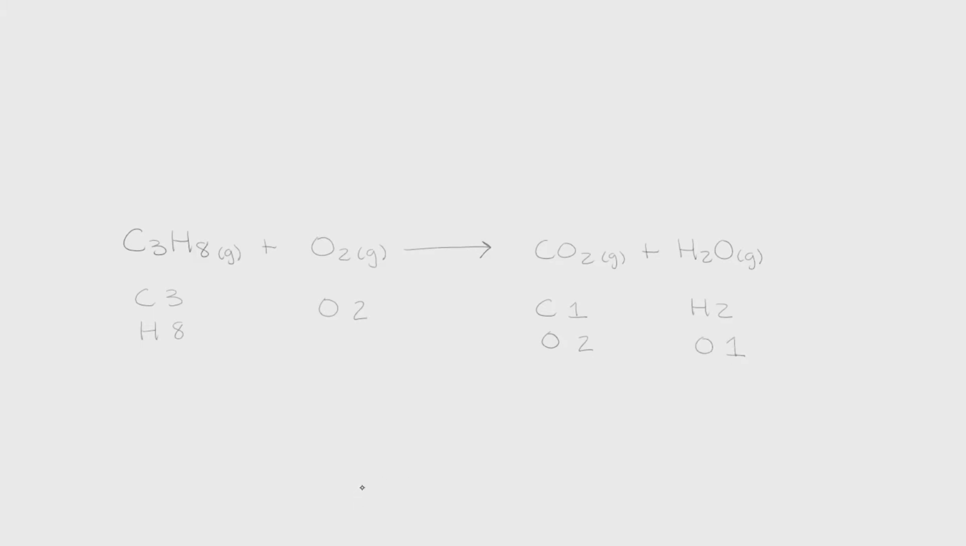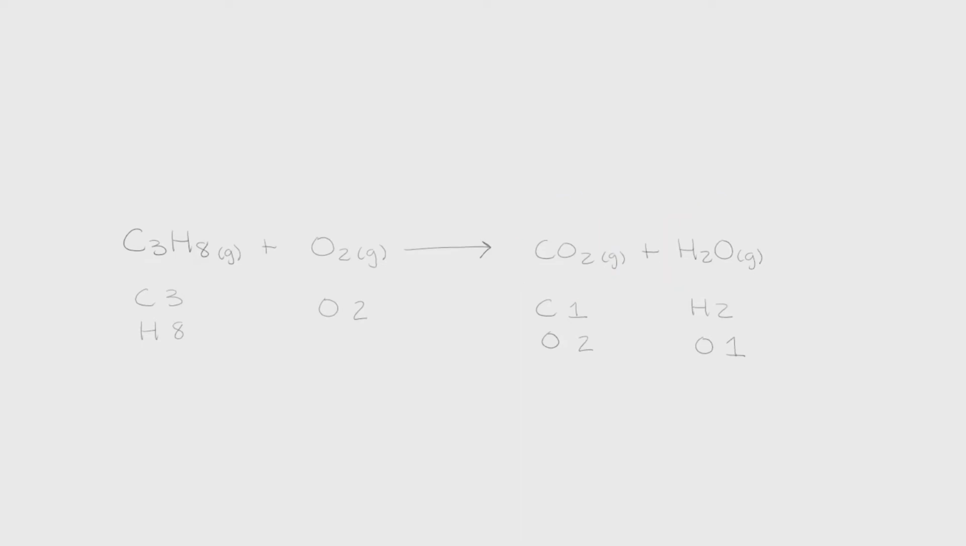Considering our guidelines for balancing chemical equations, we want to balance those elements first that appear in only one location on each side of the arrow. And we see this holds true for carbon and hydrogen. Carbon only appears in propane on the reactant side, as does hydrogen. On the product side, carbon only appears in CO2 and hydrogen only appears in water.